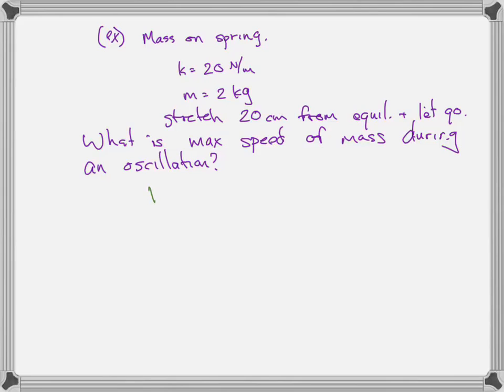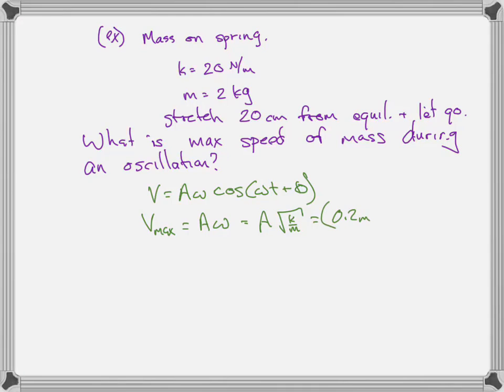We can start from the basis, or we can just go right to it, we know that v equals A omega times the cosine of omega t plus phi, and therefore v max is equal to A omega, because the maximum of the cosine is 1, which is A times the square root of k over m. So it's a very straightforward plug-in. 0.2 meters, just make sure you get your units right, times the square root of k, 20 newtons per meter, over m, 2 kilograms. Go ahead and check those units, that the newton per meter is a kilogram per second squared. So underneath the square root we get 1 over second squared. So it gives us the square root of 10, 1 over seconds. And so we've got 0.2 times the square root of 10 meters per second.